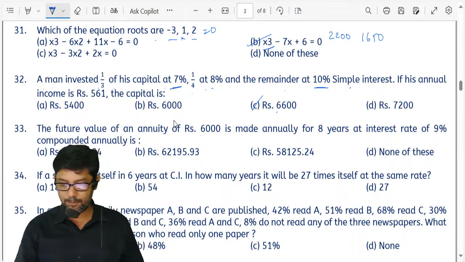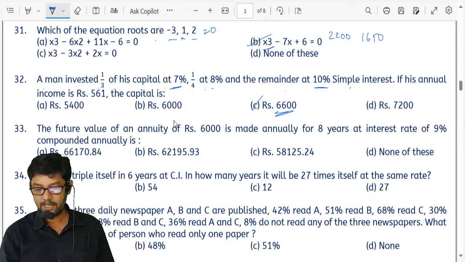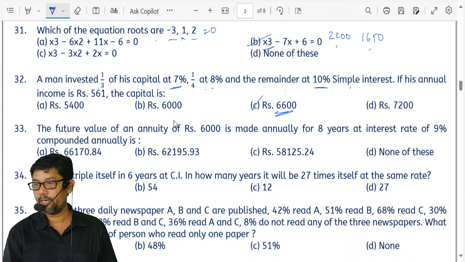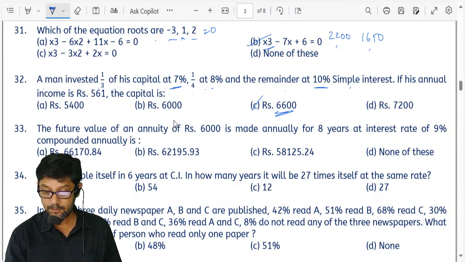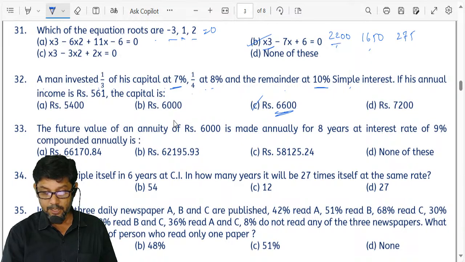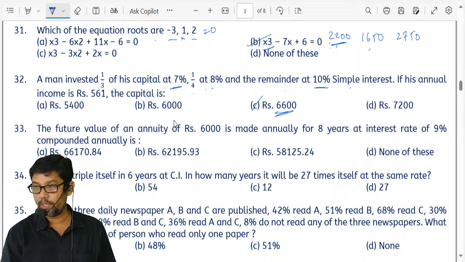So what is the remaining amount, my dear? 6,600 minus 2,200 minus 1,650. What did you get? 2,750. Now, the first one is what? 7%. So 7 into 22. What are you getting? 154. 22 only I said, na?